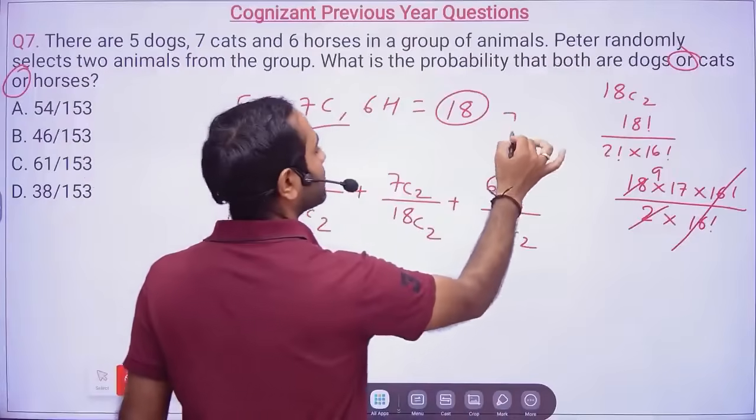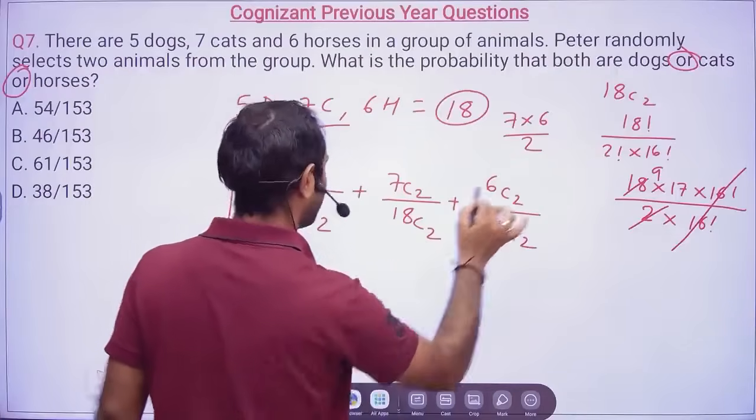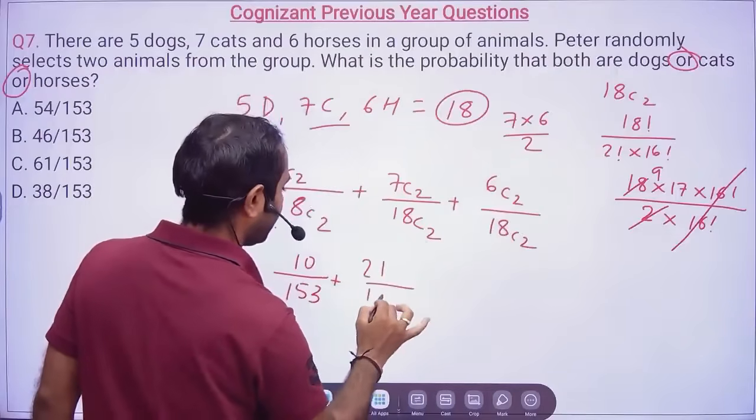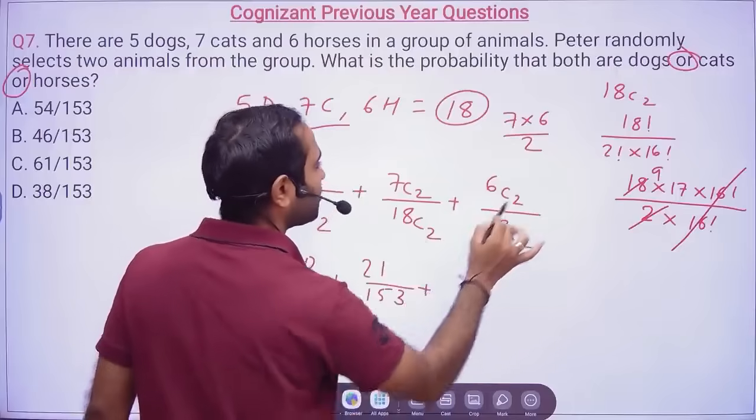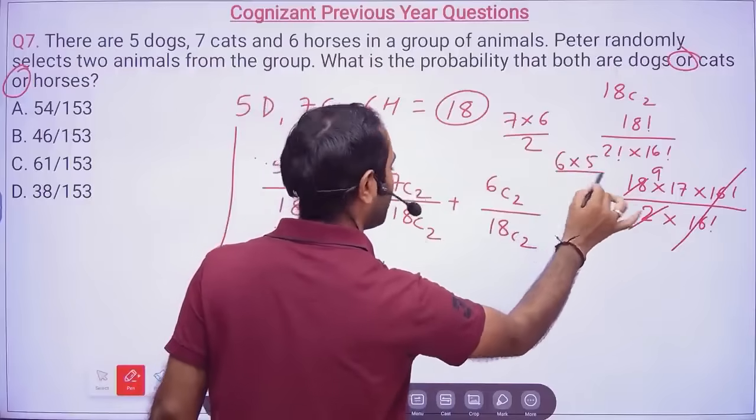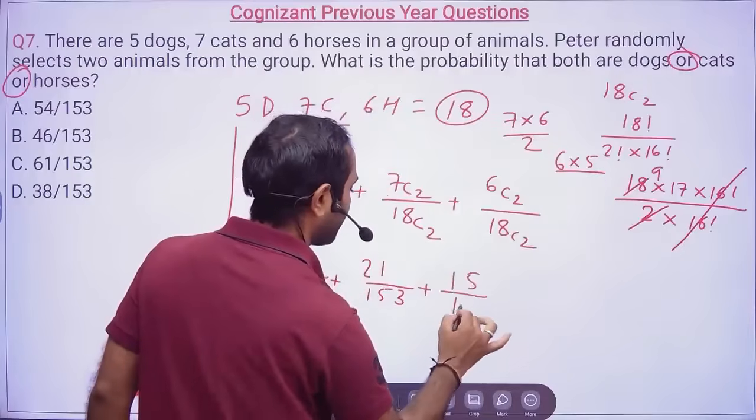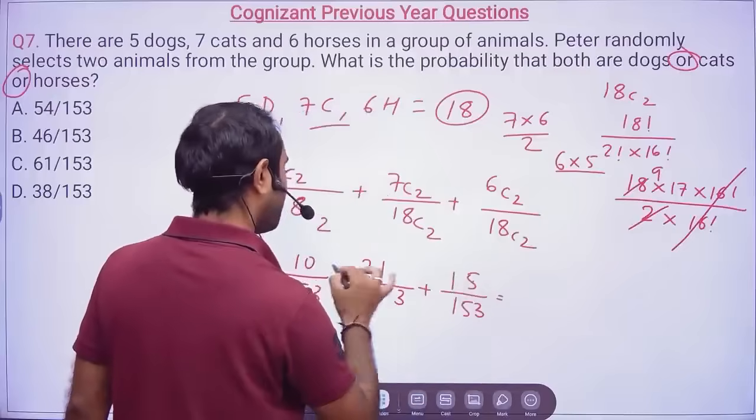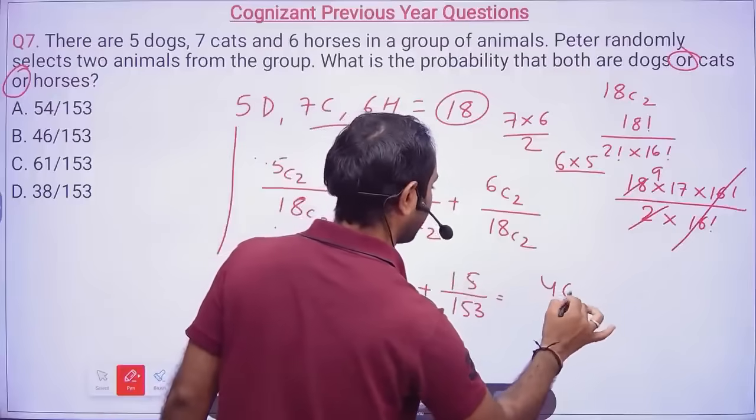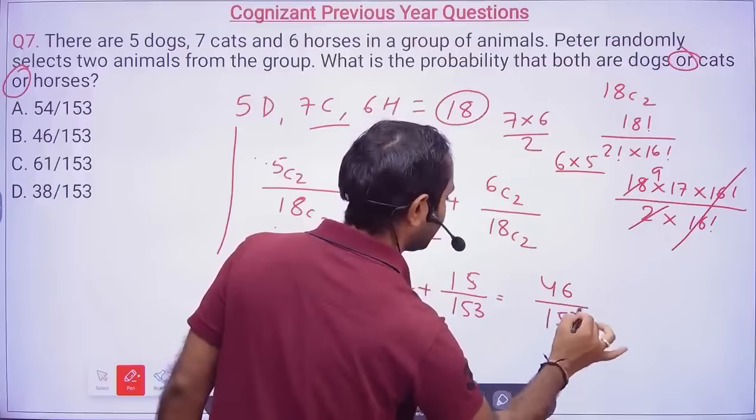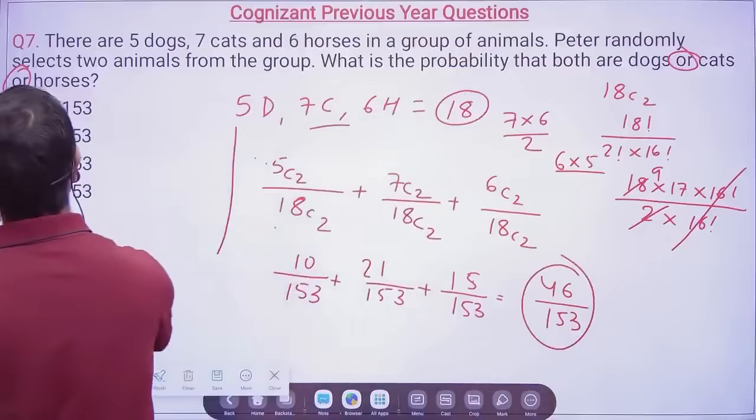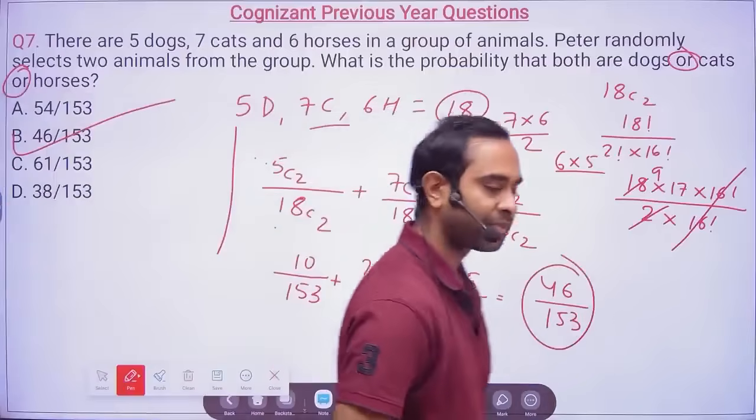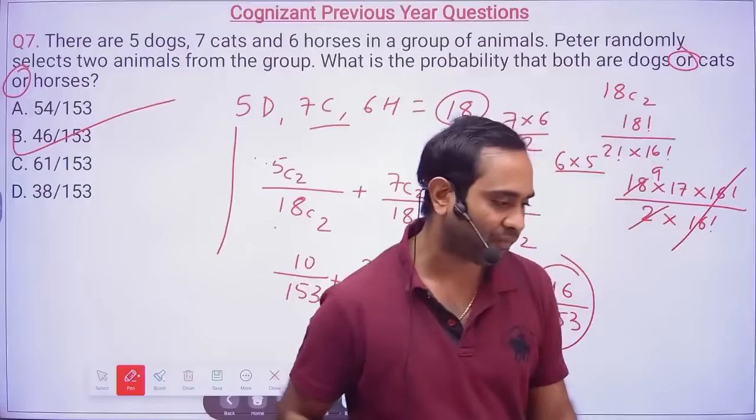7C2 is 7 into 6 divided by 2, which is 21, divided by 153. Plus 6C2 is 6 into 5 divided by 2, which is 15, so 15 divided by 153. Now 21 plus 15 is 36, and 10 more makes 46, so 46 divided by 153. This will become your probability. So 46 by 153, option B, is the correct answer for this particular problem.